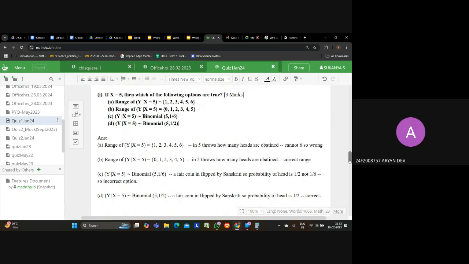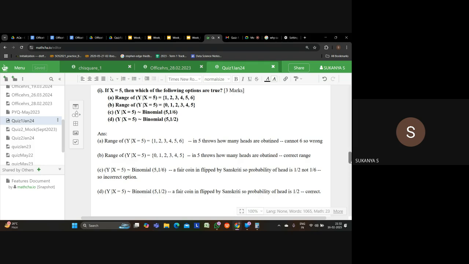If it was not given, then, if you don't know, you can just use the joint probability of Y equal to 1 and X equal to 5, divided by the probability of X equal to 5. Both will give you the same answer.